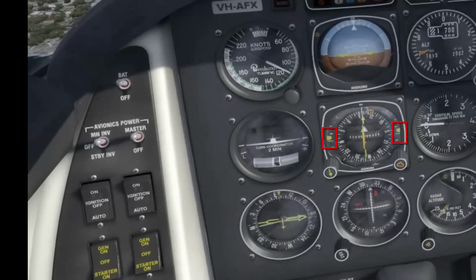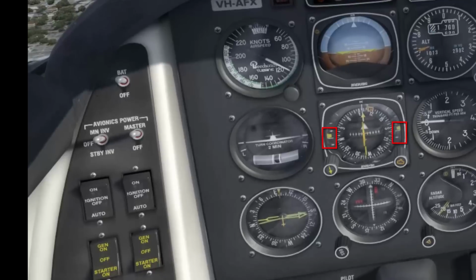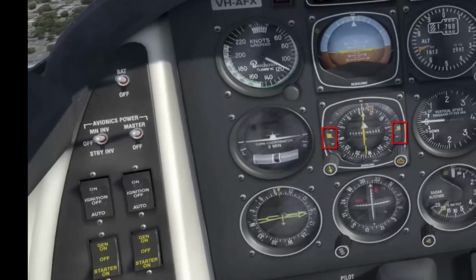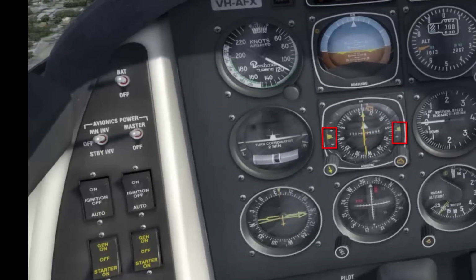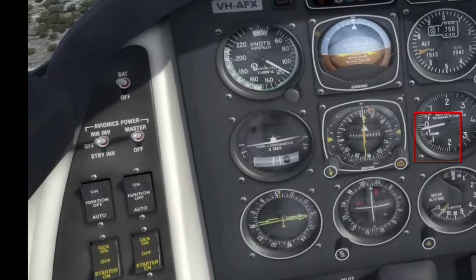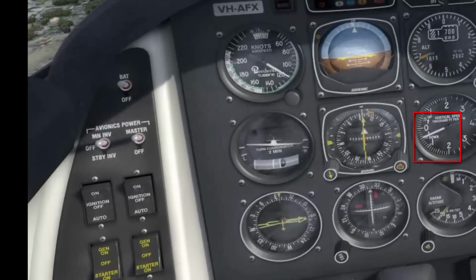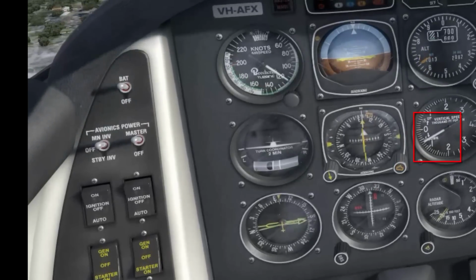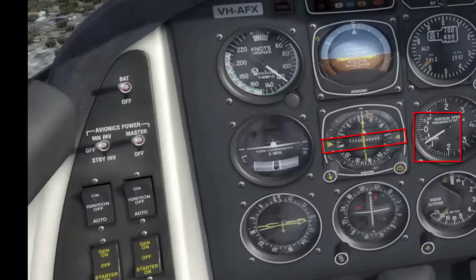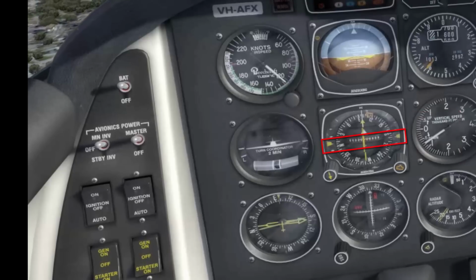Because I'm flying level, I'm going to intercept the glide slope. Once I'm on the glide slope, I need to start the descent and keep the glide slope pointer in the middle to fly the 3 degrees descent.